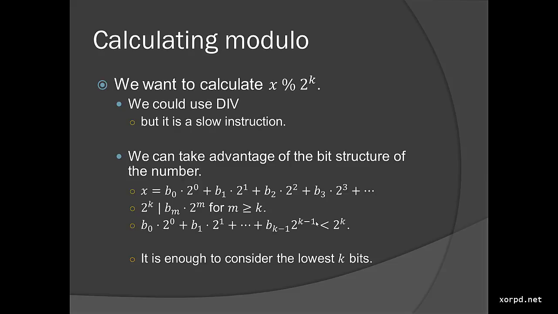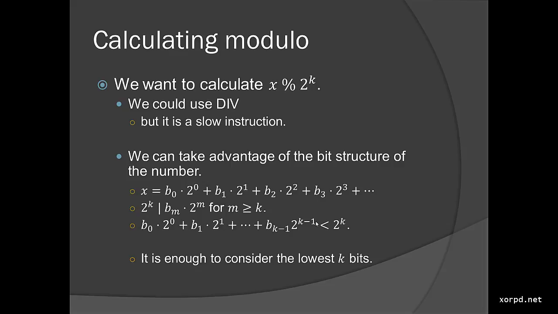Calculating modulo. Another kind of question that happens pretty often. We want to calculate x modulo 2 to the power of k. Maybe it could be x modulo 4 or maybe 8. It happens very often. We could use the div instruction, which we have learned about. We know that the div instruction produces two outputs. It produces the quotient and the remainder. So it will work. However, the div instruction is a pretty slow instruction.